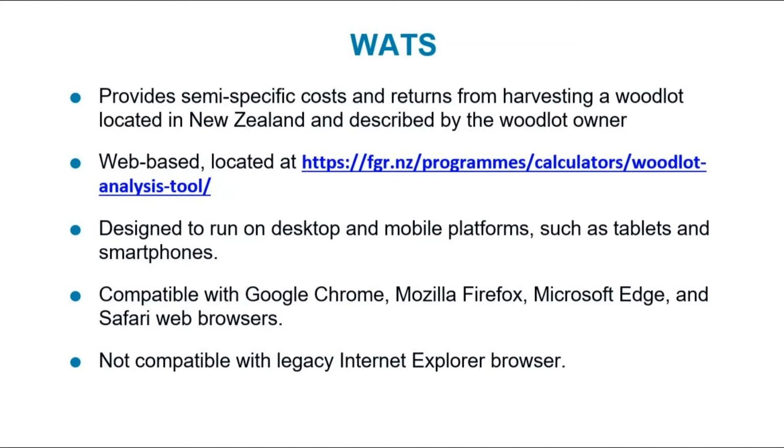Watts provides semi-specific costs and returns from harvesting a woodlot located in New Zealand and described by the woodlot owner. It is web-based and located on the Forest Growers Researchers website under the Calculators section. It's designed to run on desktop and mobile platforms such as tablets and smartphones. It's compatible with Google Chrome, Mozilla Firefox, Microsoft Edge, and Safari web browsers, but it's not compatible with the legacy Internet Explorer browser.